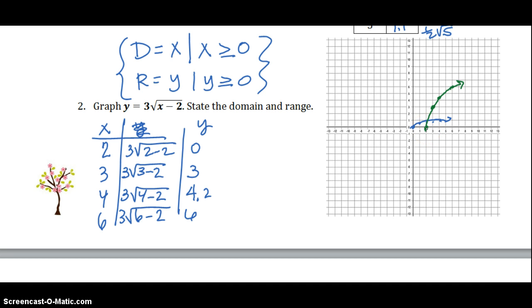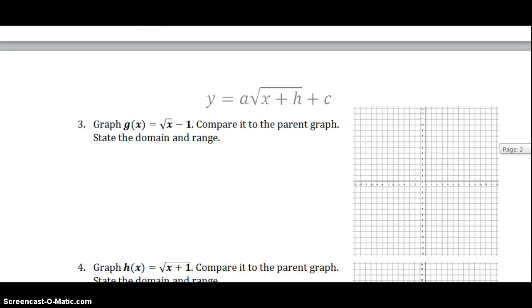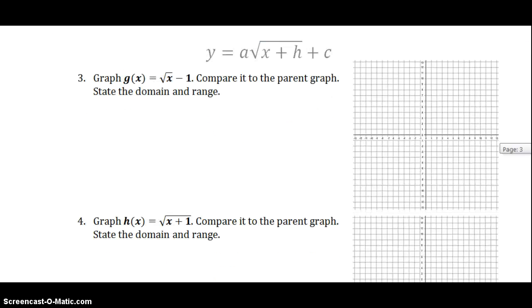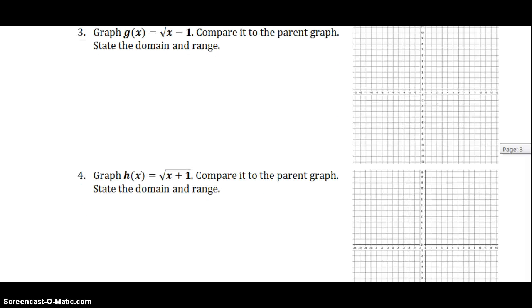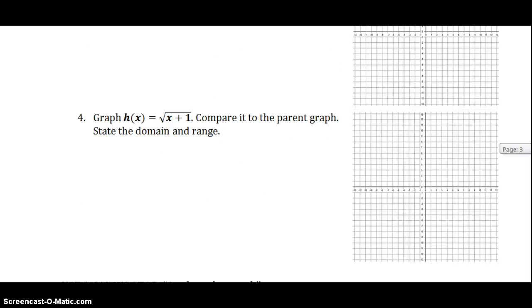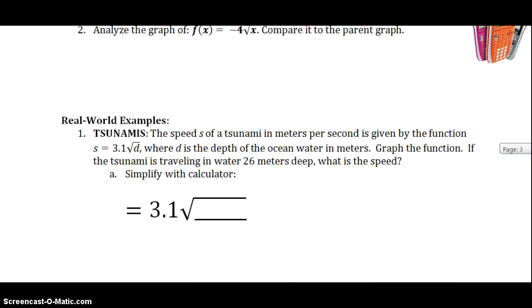All right, that is graphing radical functions. Please go ahead and do these next two on your own. You should know what your graph's going to do before you actually start graphing it, and practice stating the domain and range. Then we will get into the real world examples in class tomorrow.